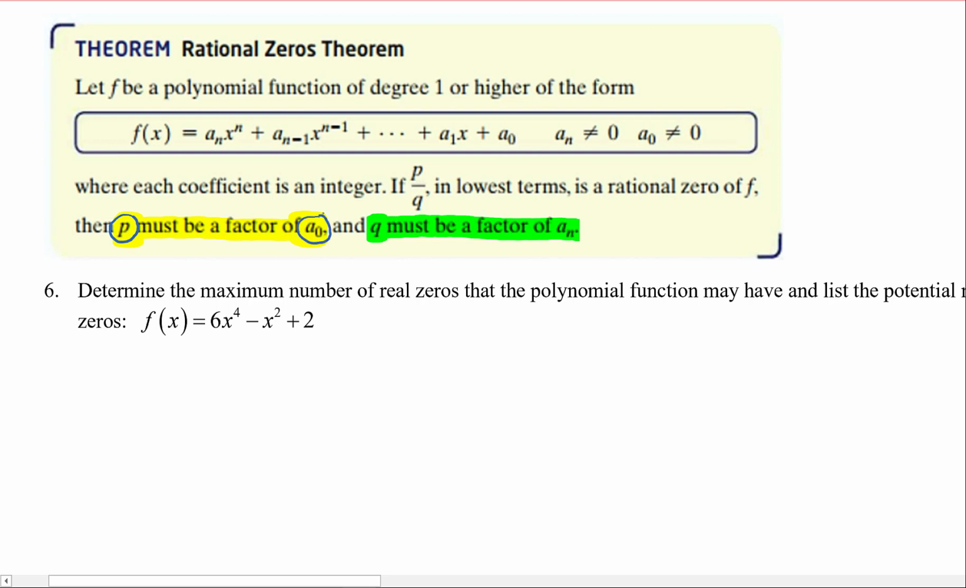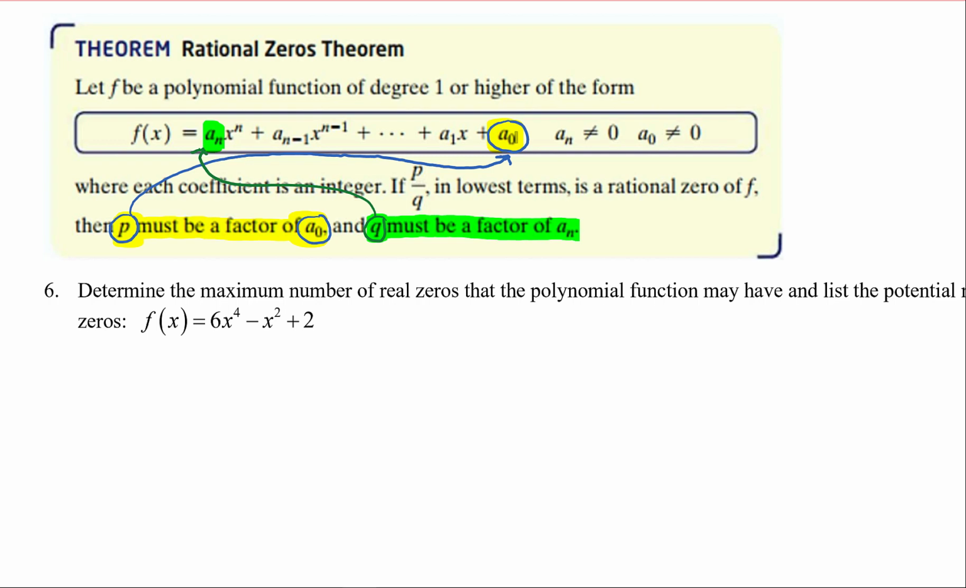So the p here is going to be factors of a sub 0, and that's always going to be the number that's in the back when you write it in descending order, your constant. And the q must be a factor of a sub n. So when you have it written in descending order, it's going to be the leading coefficient. You're looking at that number to get all the factors of it. And that's basically what q represents. It represents all the factors of a sub n. And p's the factors of a sub 0.